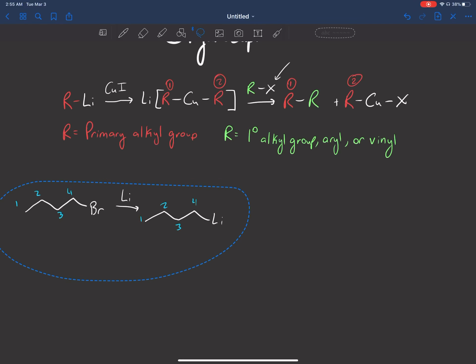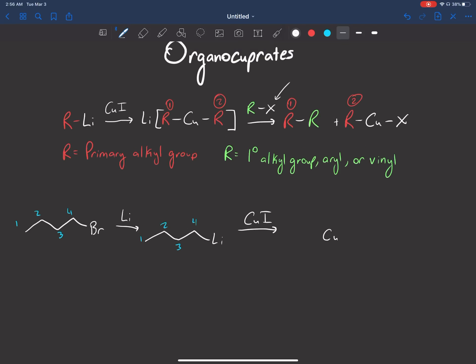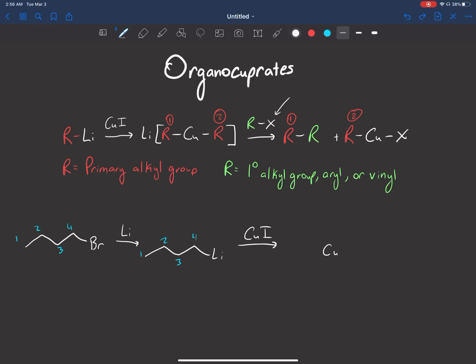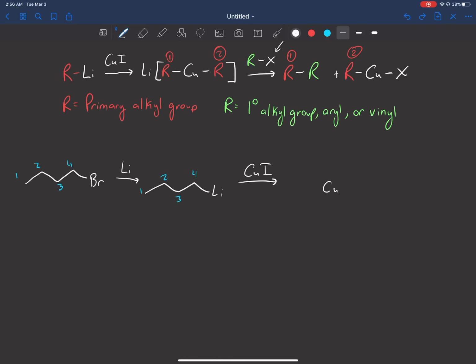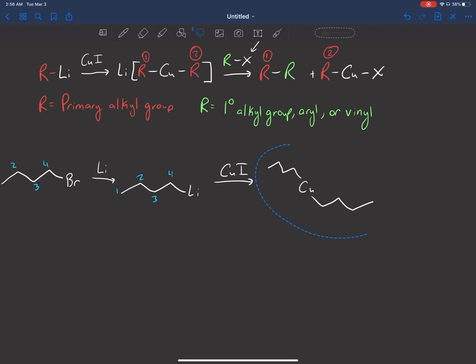So now that we have our lithium compound, primary alkyl group, we need to react it with copper with iodine, CuI. And what we're going to get now is our copper with those 2 carbon chains. Now remember, we bind it to 2 R groups. So it's going to look kind of like this. Drew that badly. And let me just move this over.